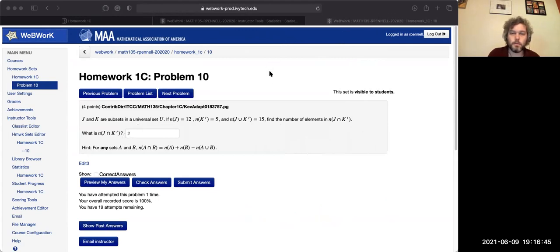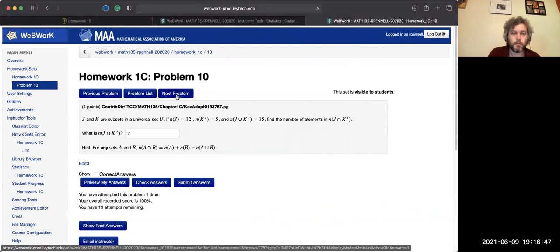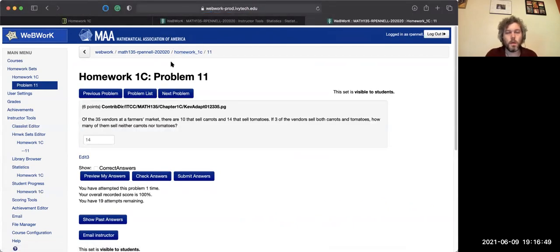I hope that helps. Get started on problem 10. Problem 11, we have some vendors. We have a word problem here. Let's see what we can find out. So of 35 vendors at the farmer's market, there are 10 that sell carrots, there are 14 that sell tomatoes. If 3 of the vendors sell both carrots and tomatoes, how many of them sell neither carrots nor tomatoes?